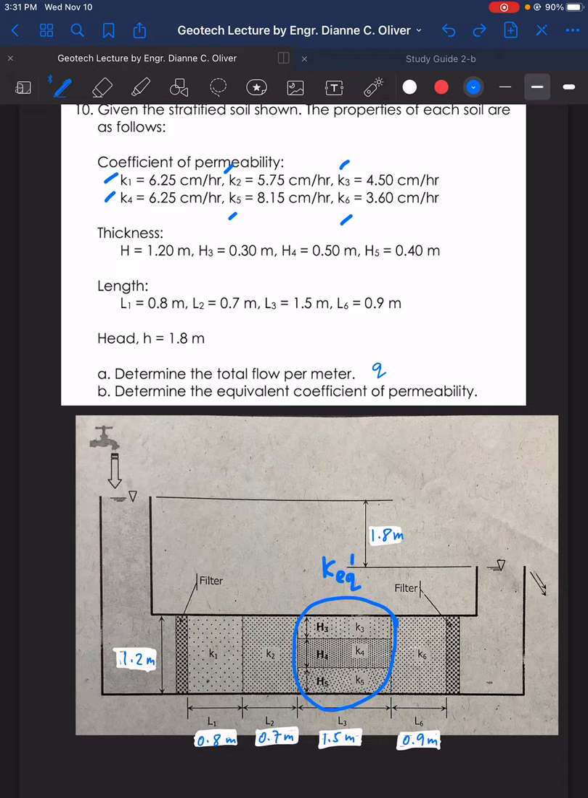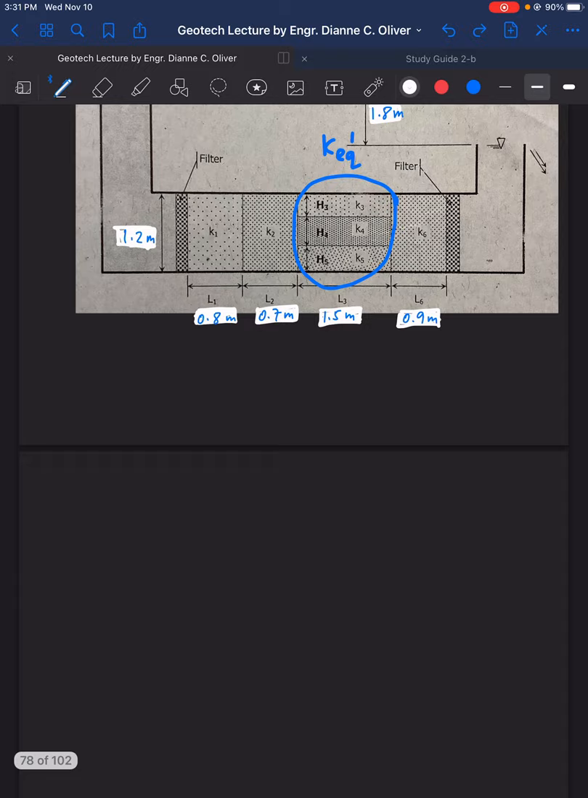So we have here, let's have first the portion here, solving for K equivalent prime. If the flow is like this, that's the flow, and then this is the soil division. Therefore, what we're going to use here is the horizontal orientation of the formula.